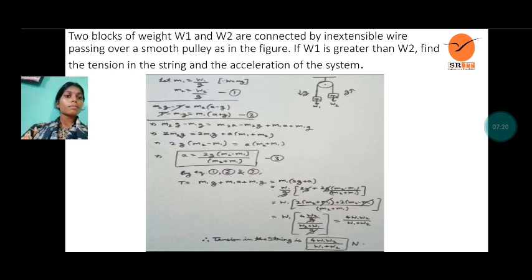T is equal to M1g plus M1a, which is M1 (g plus a), is equal to W1 by g into (2g plus 2g (M2 minus M1) by (M2 plus M1)), which simplifies to W1 into 2M2 plus 2M1 by (M2 plus M1), which gives 4 W1 W2 by (W1 plus W2). Tension in the string is 4 W1 W2 by (W1 plus W2) newtons.